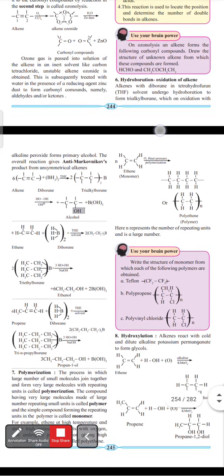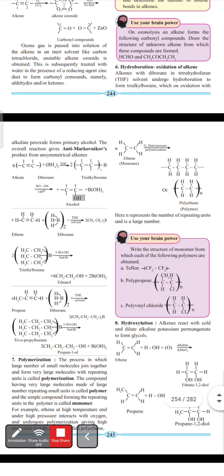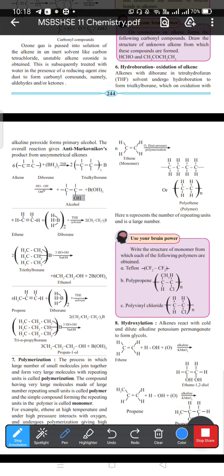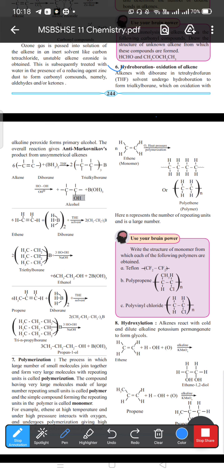hydroboration. In hydroboration, the oxidation of alkene we'll see. Six molecules of ethene react with B2H6, diborane, in the presence of tetrahydrofuran, that is THF. It gives 2 molecules of (CH2CH2)3B. Then this intermediate further reacts with hydrogen peroxide. It gives 6 molecules of ethyl alcohol plus 2 molecules of B(OH)3.